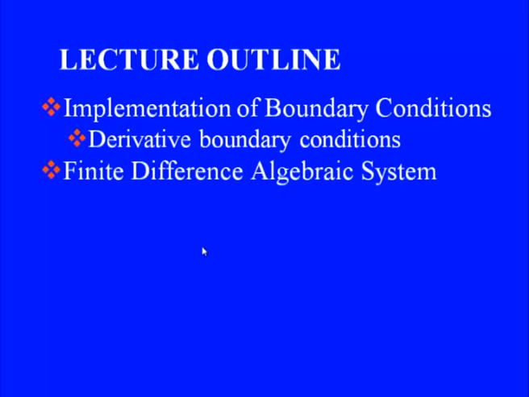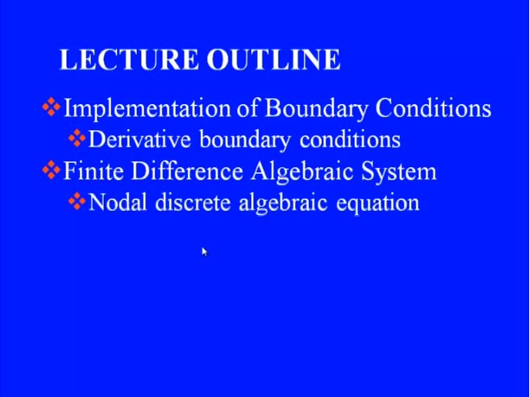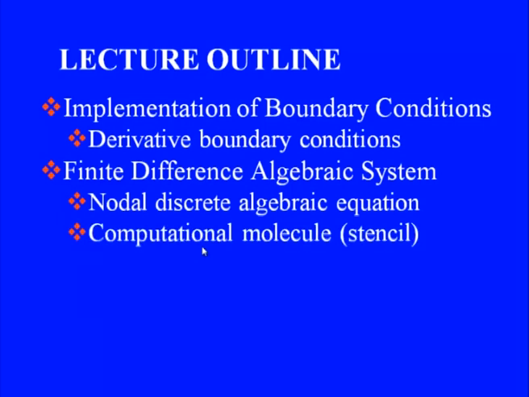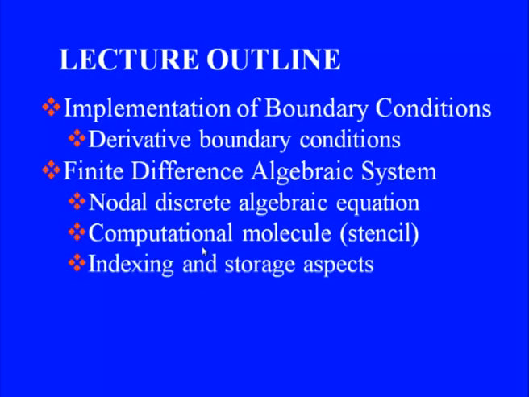And then we will have a look at the finite difference system which we get. We will look at nodal discrete algebraic equations, and we will discuss in a bit of detail what we call computational molecule or computational stencil in finite differences on a structured grid. And then we will briefly discuss indexing and storage aspects for discrete algebraic system which we get from finite difference discretization. So now let's take the first topic, implementation of boundary conditions.